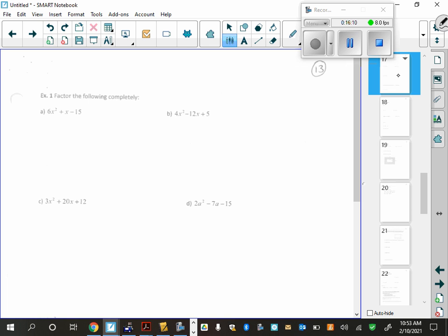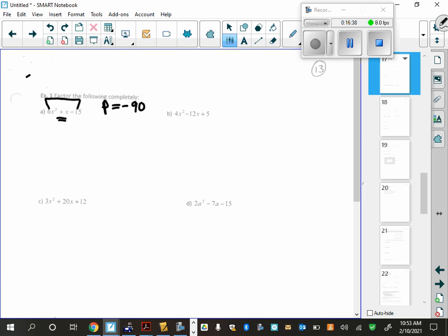Okay, so factor, but we're going to use decomp, so just remind yourself these are the decomp questions. The first step of decomp is sum product. You need two numbers that multiply not to negative 15 anymore, but to negative 15 times 6. Okay, so the product is negative 90. The sum is still the number in the middle. I don't see a number in the middle.